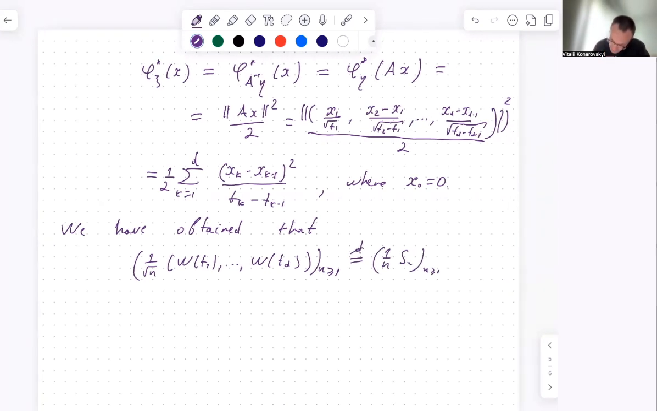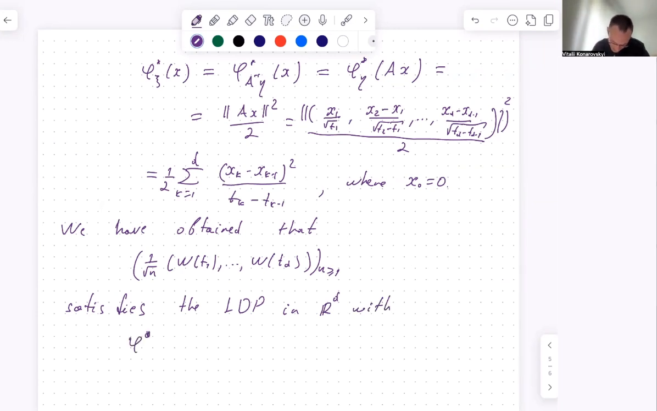I just mean that writing has the same distribution. I mean that for every fixed n, it has the same distribution. Probably I should not write that. It satisfies the large deviation principle in R^d with the rate function, which we computed indirectly, just using the properties and the fact that we know the Fenchel-Legendre transform for the standard normal distribution, is given as 1 over 2 the sum k from 1 to d of (x_k minus x_{k-1}) squared divided by t_k minus t_{k-1}.